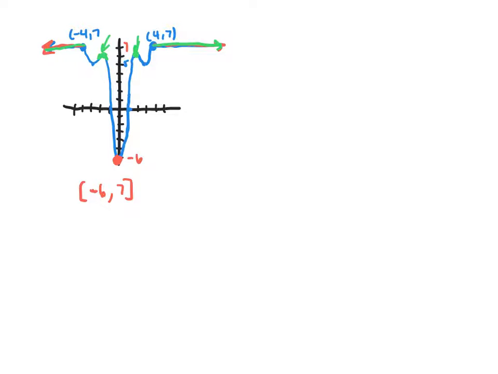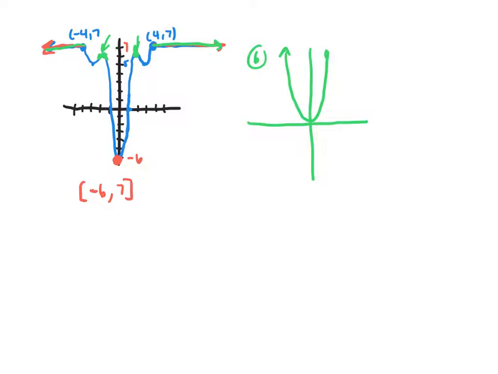Question 6 is, so you got the correct graph. And on question 6, the graph looks like this. It's like that. And it's a function because it passes the vertical line test.